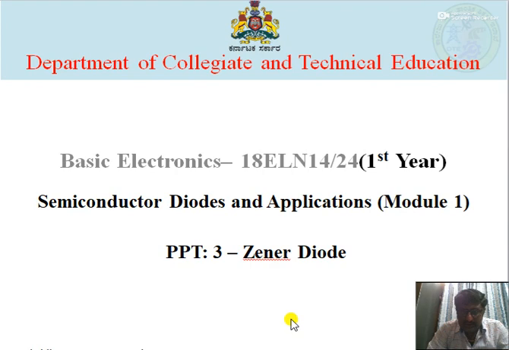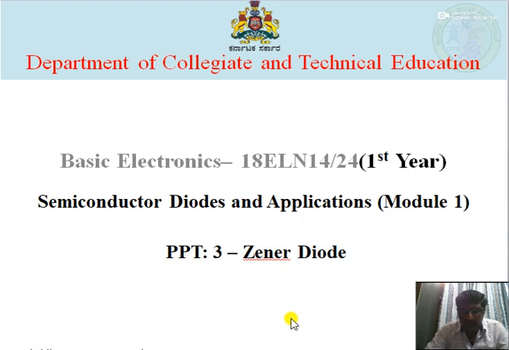So this is the third session for your basic electronics, module 1, that is semiconductor diodes and applications. In the previous two sessions we have discussed diodes and biasing of diodes. In this session 3 we are going to look at the Zener diode.